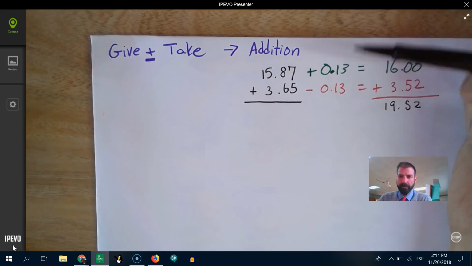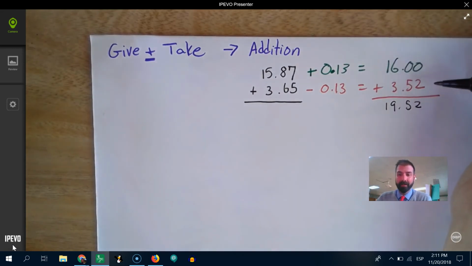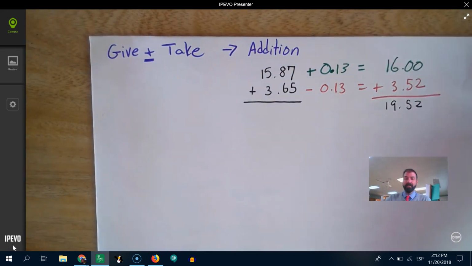Okay, so this strategy is all about before. It's setting up the problem to make it friendlier, and when we're adding with zeros, nothing is friendlier than that. Except maybe multiplying by 0, right? But that's neither here nor there. All right, so that's give and take with addition.